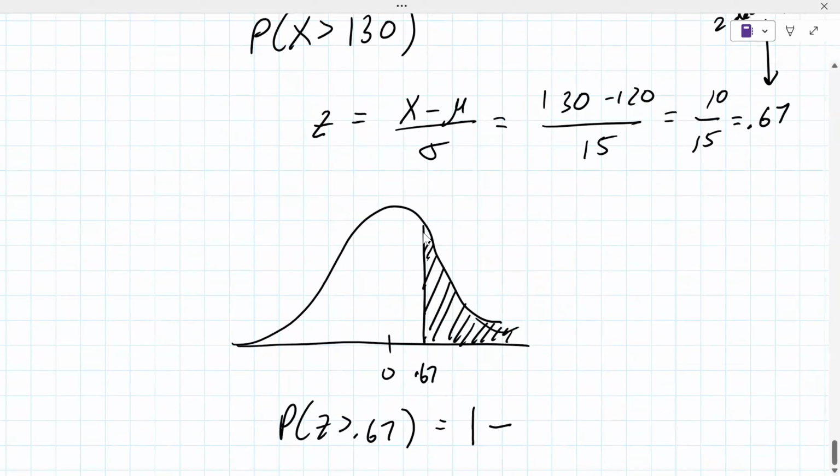Okay, I found the number we need to subtract from one is 0.7486. And there you have it. So that's a lot higher, about 25%.